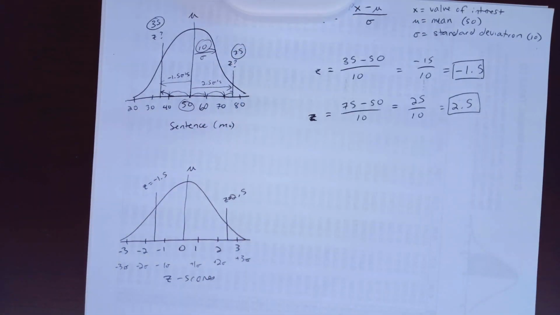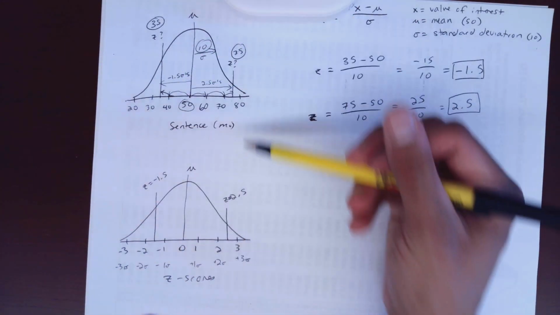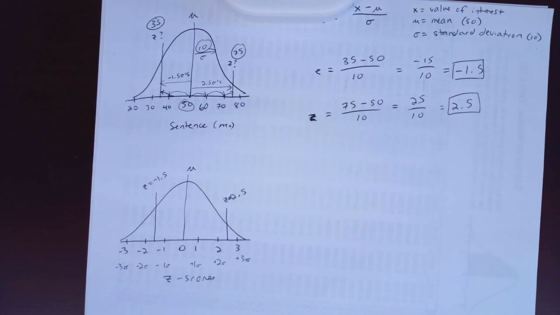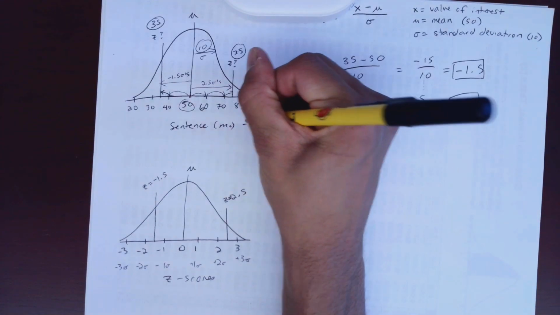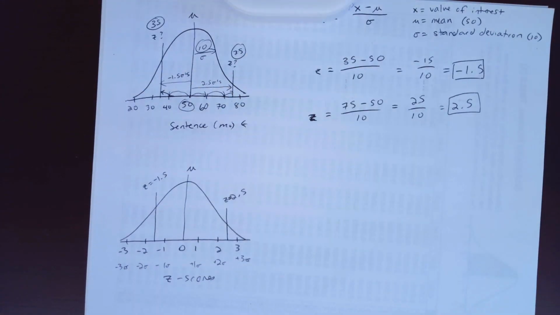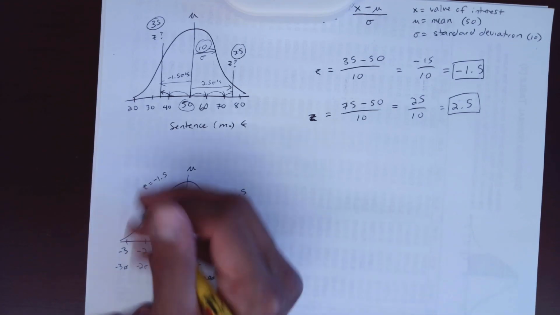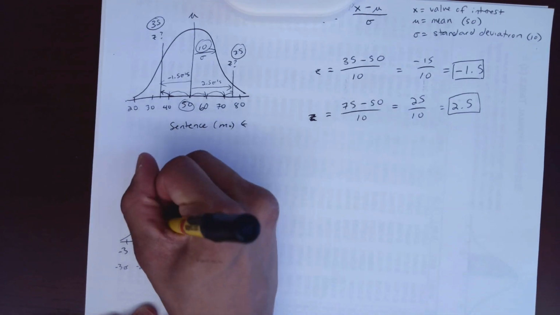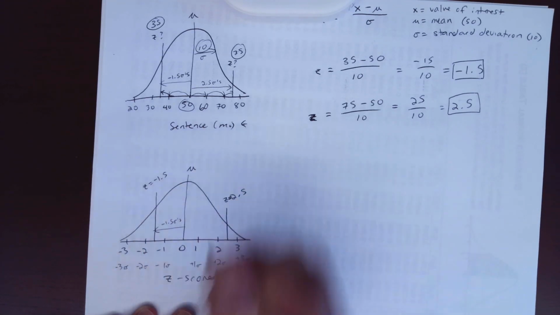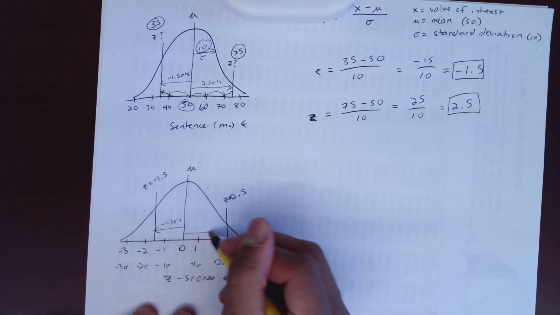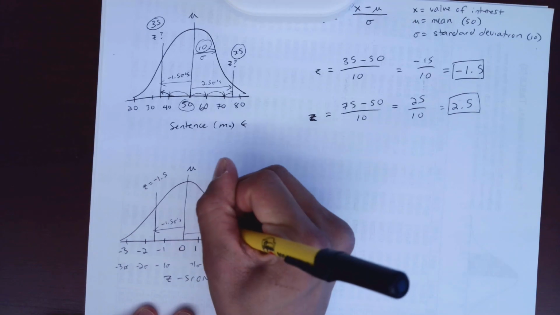This line also lands in the exact same spot in the graph as our line for 75 months. And in fact, every single thing about these two graphs is completely identical except the units that we're counting in. In this graph, we're counting in sentence lengths in months. And in this graph, we're counting in z-scores. But the shape of the distributions and the places that we draw our tick marks and our lines are exactly the same in either one. So this one's still -1.5 standard deviations away from the mean. This one is still 2.5 standard deviations away from the mean.